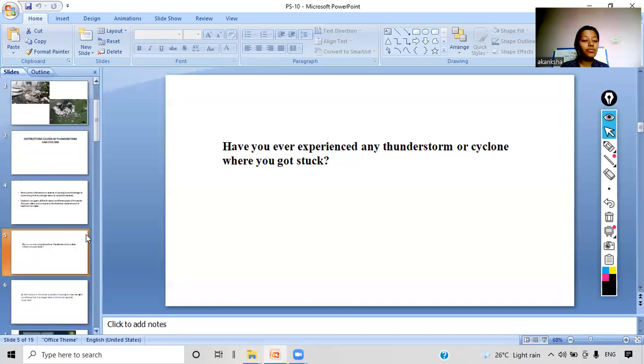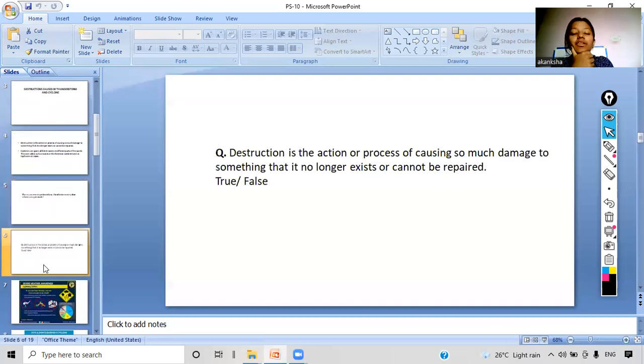Now we will move ahead to our last question for this session, for this module 1. Destruction is the action or process of causing so much damage to something that it no longer exists or cannot be repaired. Is this statement true or false? I will give you 5 seconds, and you have to write your answers in the chat box. After that, we will discuss the right answer. Yes, I can see the right responses. You are all responding very fast, so it was clear, which shows that you understood the topic. The answer given by you is right. It is true.